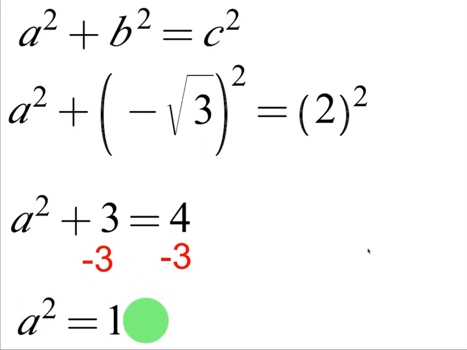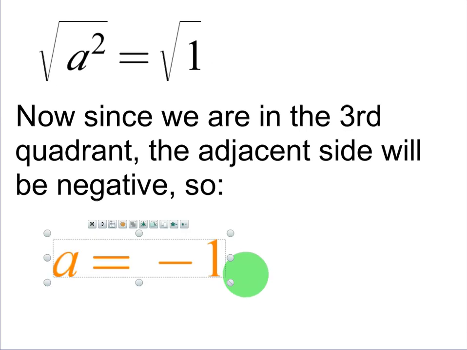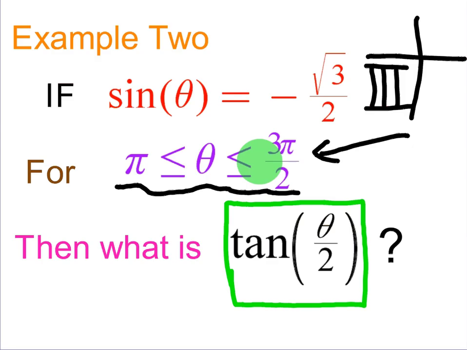You're going to get a squared is equal to 1. So you're going to get a is equal to plus or minus 1, basically. We know we're in the third quadrant, so we know the adjacent side a is going to be negative 1. And again, if you look at that, you can see it's to the left of the origin. Here's the axis that I drew, and you can see in the third quadrant a is going to be negative.